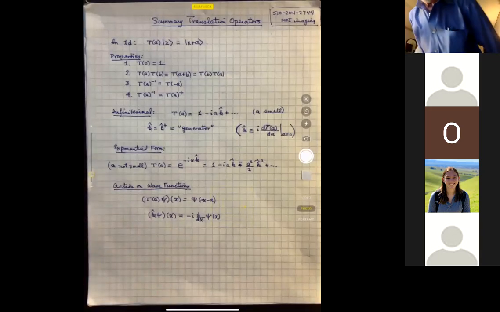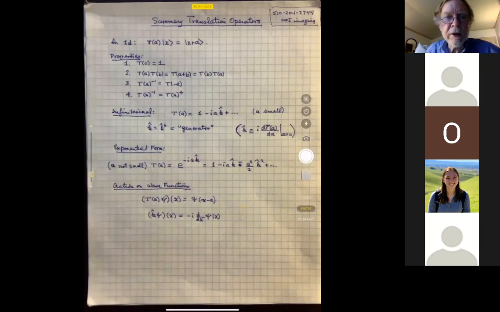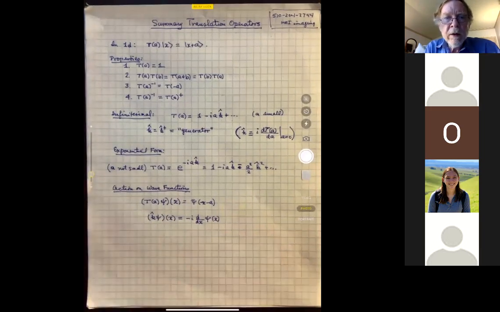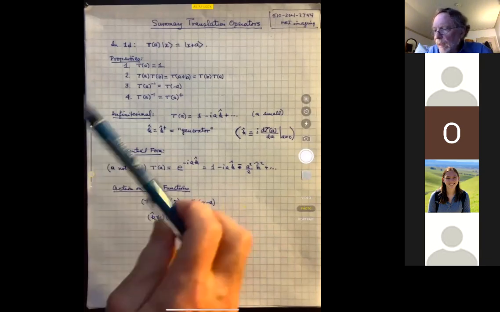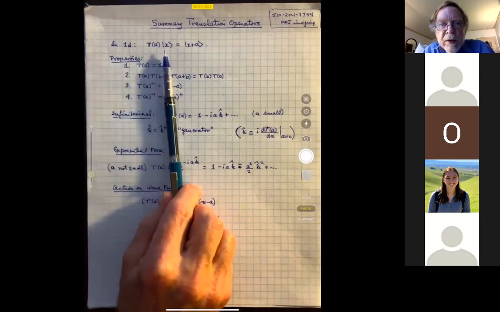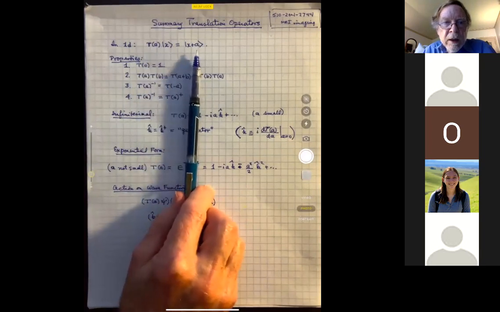Okay, how's that look? Yeah, so I'm going to start a little early just by reviewing some material before we get into new stuff. Just wanted to summarize some of the things we did with translation operators last time. We worked mainly in 1D. We defined a translation operator by its action on the basis position eigenkets. It just moves them over to a new location.